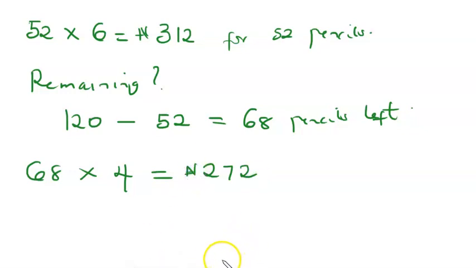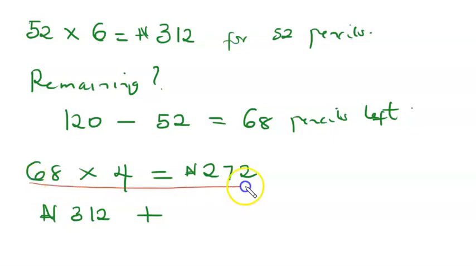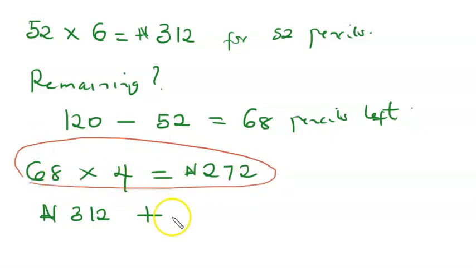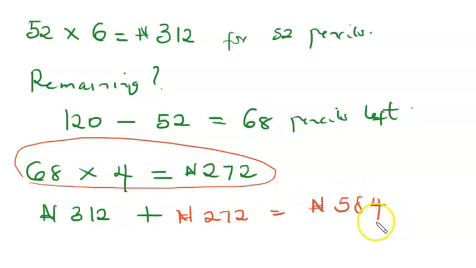Okay, so let's see how much she made altogether. She sold some 52 for 312 naira. She made 312 naira plus she sold the other group for 272 naira. How much did she make in total? We had 312 plus 272, so she made 584 naira.